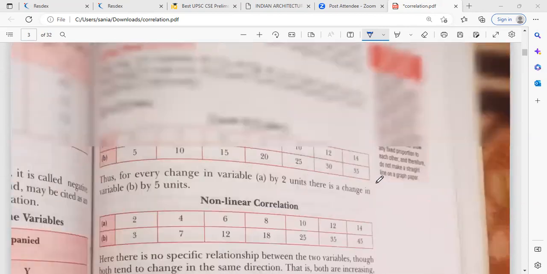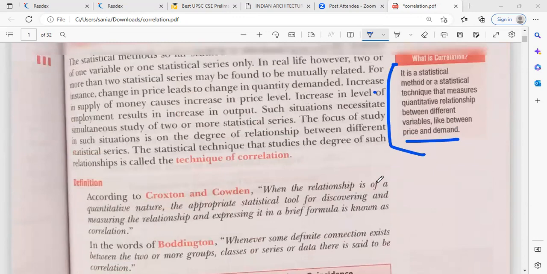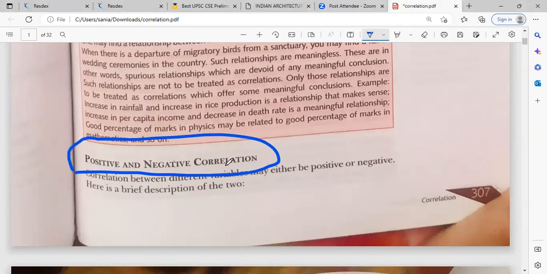Yes, ma'am. Okay. So first of all, what you are going to write? You are just going to write the names. You will write this: types of correlation. Quickly write it down. I'm verbally saying it. Types of correlation. First, positive and negative.